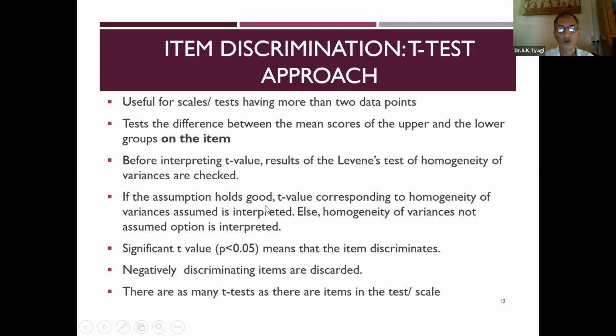If the assumption holds good, then the t-value corresponding to homogeneity of variance assumed is interpreted. Now this you will learn after you go through the output. Else, the homogeneity of variance not assumed option is interpreted. Negatively discriminating items are discarded, and there are as many t-tests as there are items in the test or scale.